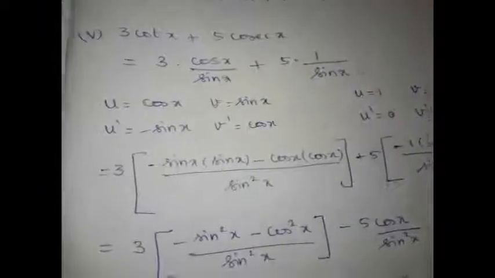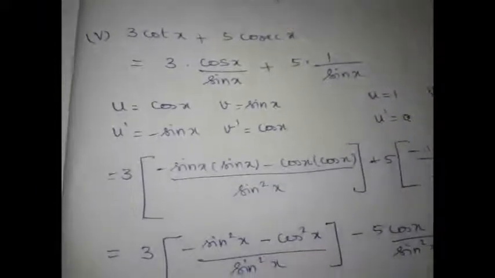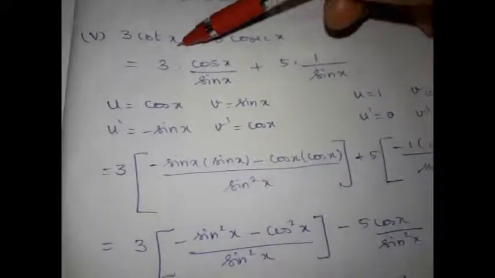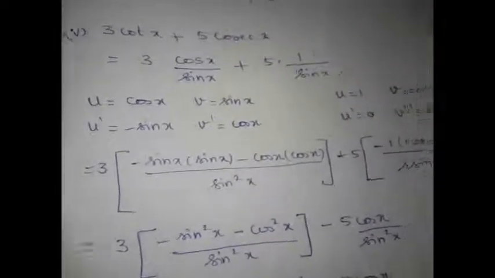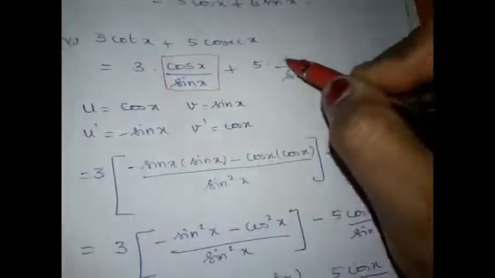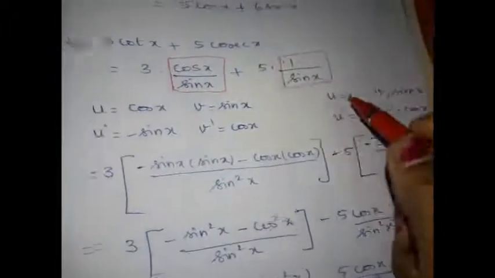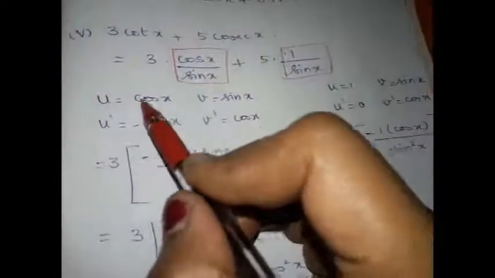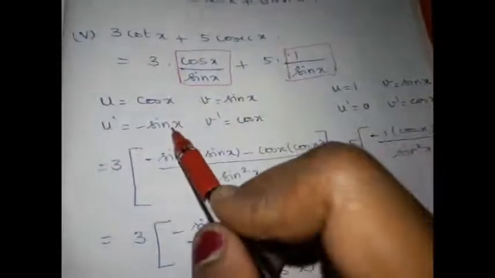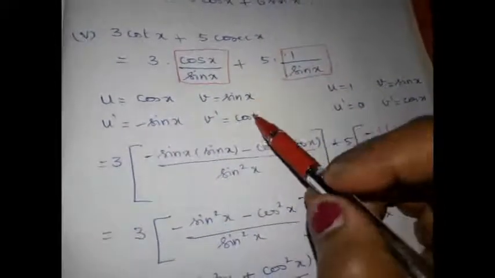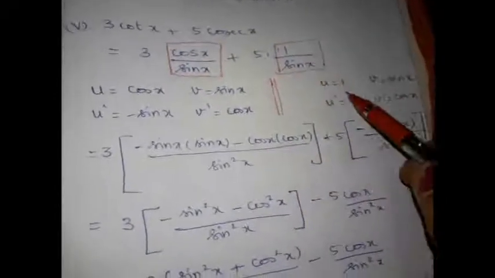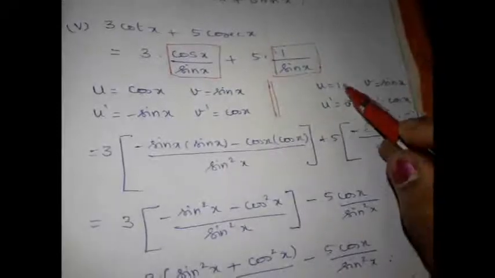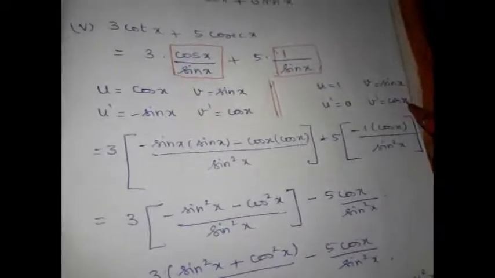Now let us see how to solve this question. 3 cot x plus 5 cosec x, right? So cot x, how can we write? Cos x by sin x, cosec x is 1 by sin x. So here we have to apply u by v rule to differentiate this. Similarly here also u by v rule, right? So for this we are choosing u as cos x, v as sin x. So u dash is going to be minus sin x, v dash is going to be cos x. Similarly for here we have chosen u as 1, v as sin x. So u dash is going to be 0, v dash is going to be cos x, right?